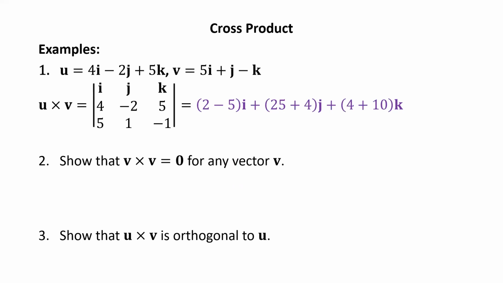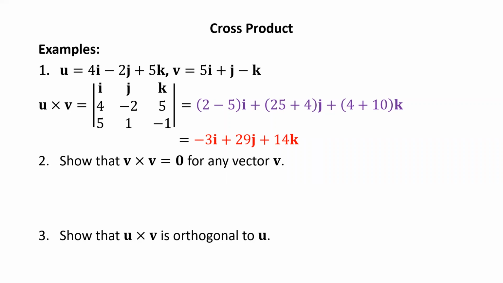Okay, so for the i component, we have -2 times -1 i, or 2i, and then going the other way, minus 5i. For the j component, we have 5 times 5 is 25, minus 4 times -1, so that becomes plus 4. And for the k component, 4 times 1 is 4, minus -2 times 5 is plus 10. Okay, so when we combine these, we get 2 minus 5 is -3, 25 plus 4 is 29, and 4 plus 10 is 14. So the final vector is -3i plus 29j plus 14k.